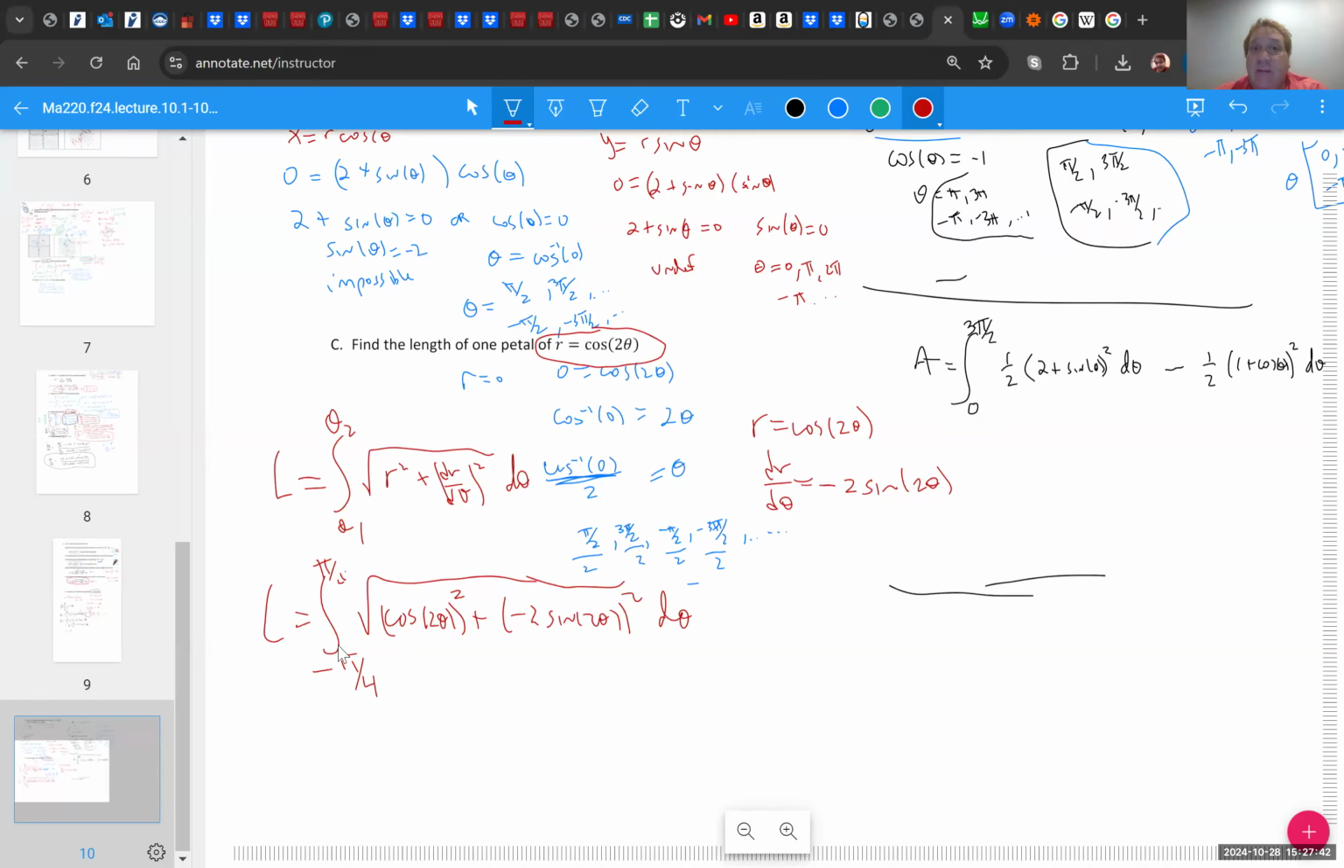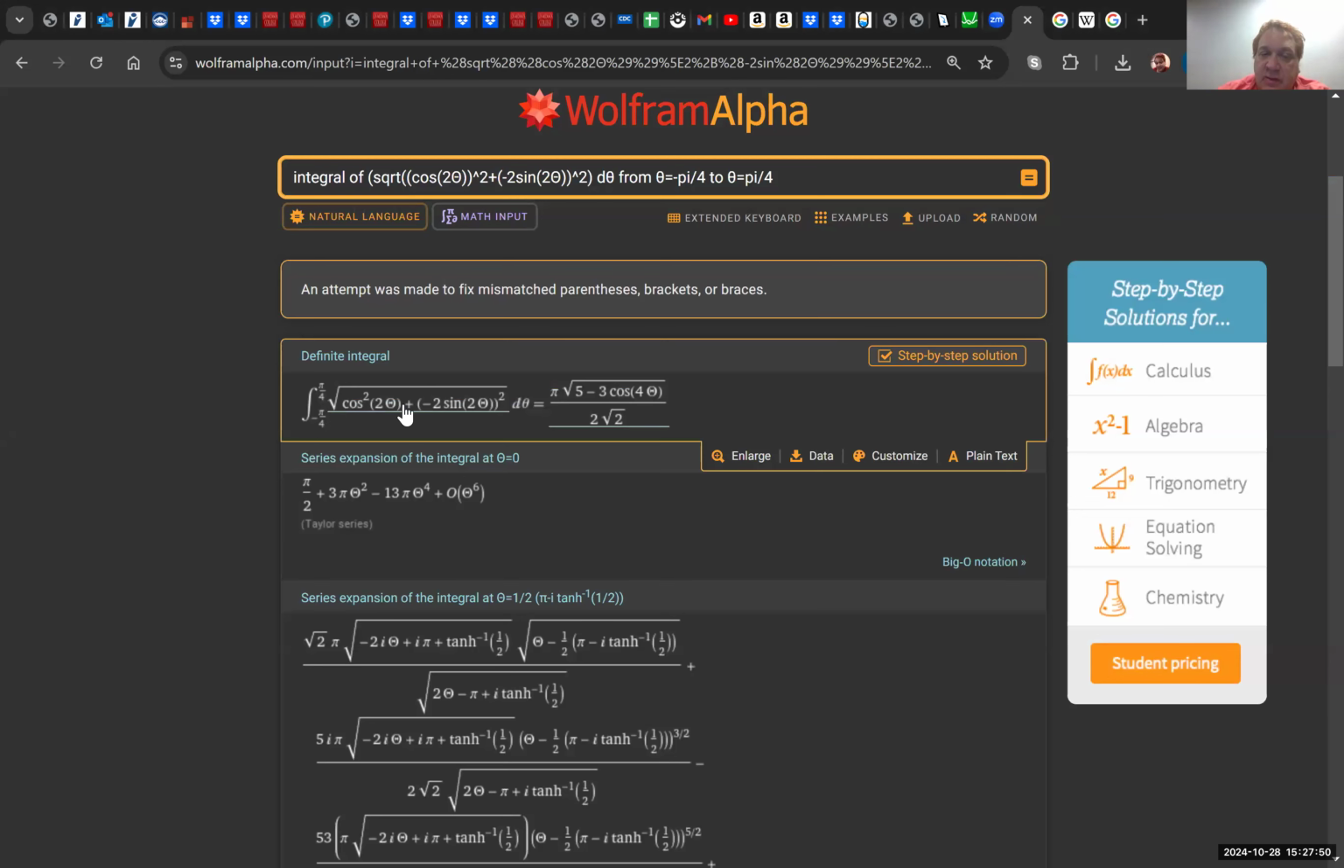Okay, so I got it typed into Wolfram Alpha. This again is my integral, and this is what I typed in, and this is what it interpreted as. The cosine 2 theta being squared and the minus 2 sine 2 theta being squared, square rooted, from negative pi over 4 to pi over 4. It gives me this lovely answer of pi times the square root of 5 minus 3 cosine 4 theta over 2 root 2, which we can get a decimal version of if we so choose.